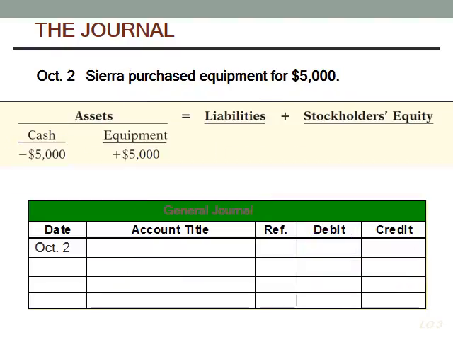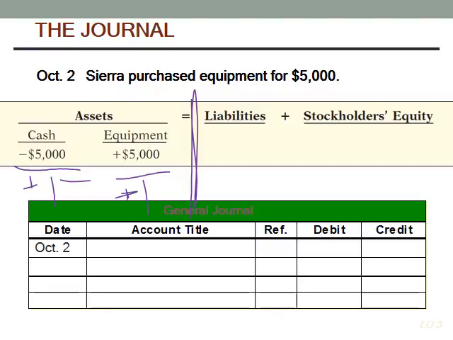Transaction 3, Sierra purchased equipment for $5,000. Okay, remember that cash decreased here. So an increase to cash is a debit, a decrease is a credit. Okay, but these are two asset accounts. Equipment is also an asset account. So equipment increase, that's a debit to equipment.